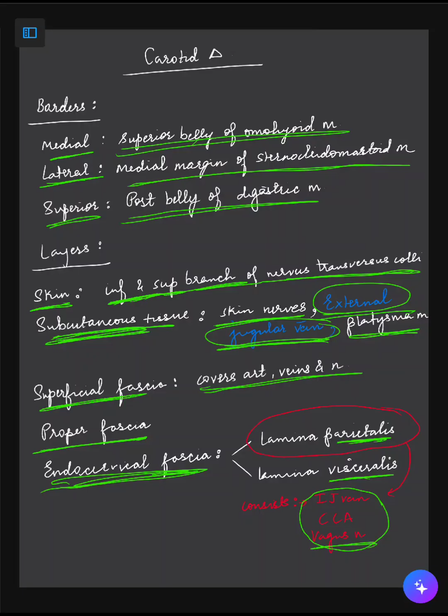Remember, in the carotid triangle, the subcutaneous tissue consists of the external jugular vein, and the lamina parietalis, which is a division of the endocervical fascia, consists of the internal jugular vein, common carotid artery and vagus nerve.